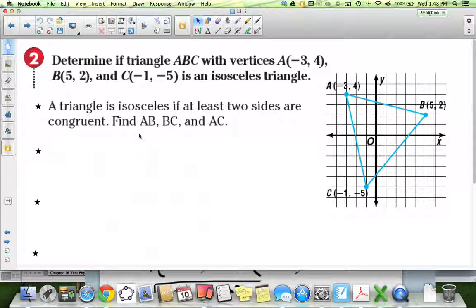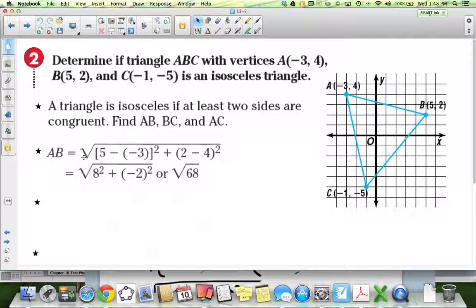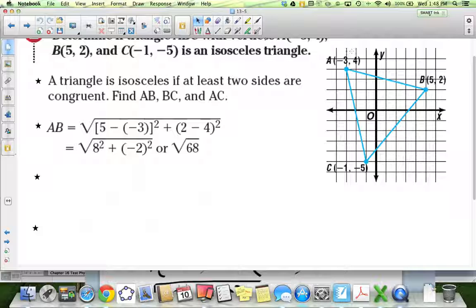So that means you need to find the measure of AB, BC, and AC. If 2 sides are congruent, then you have an isosceles triangle. Let's consider side AB. Side AB is this side, 5, 2, and negative 1, negative 5.